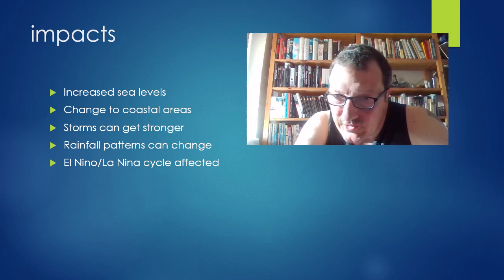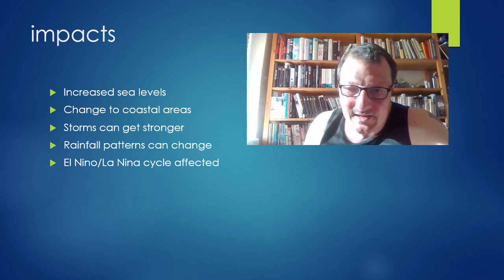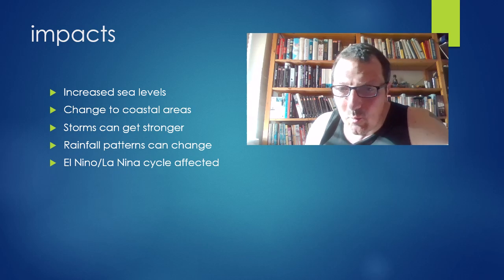Rainfall patterns can change, and this can lead to issues both with farming and with infrastructure, if we've got very strong rainfalls coming in and destroying coastal infrastructure. And the El Nino La Nina cycle can be affected, and this can lead to changes in global fishing patterns.